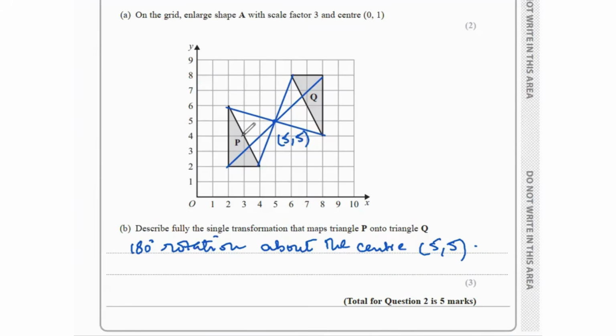This transformation cannot be an enlargement because the size of the shape is not changing. It cannot be translation because in translation, the direction of the shape does not change. It remains the same. Over here, we can see the direction of shape P has changed.